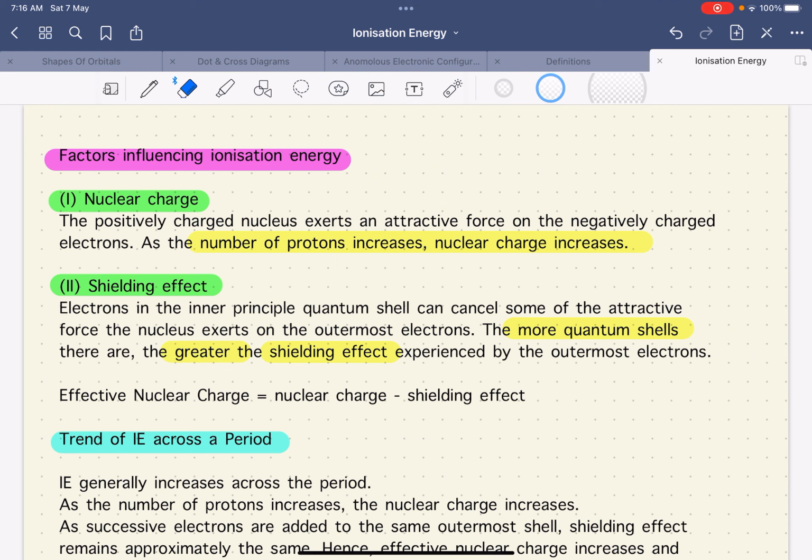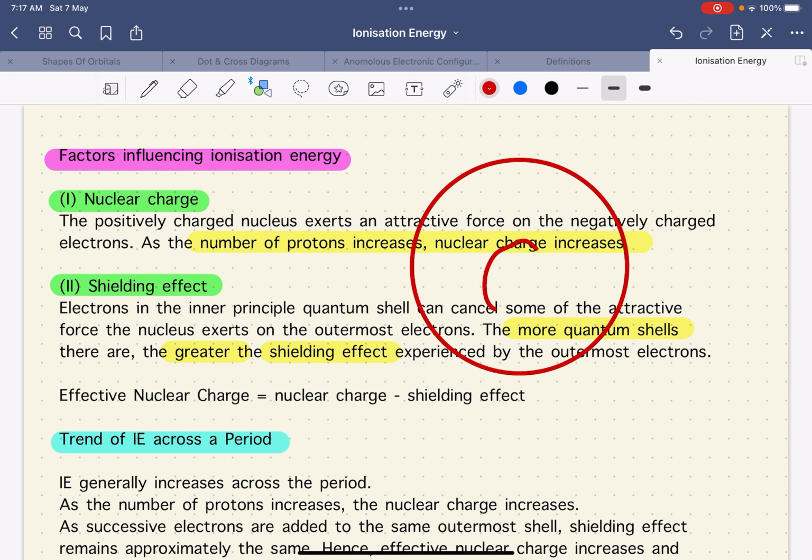The first is the nuclear charge. The positively charged nucleus exerts an attractive force on the negatively charged electrons. As the number of protons increases, nuclear charge increases. Basically, it's the attraction between the nucleus, or more specifically, the protons in the nucleus, and the electrons around it.